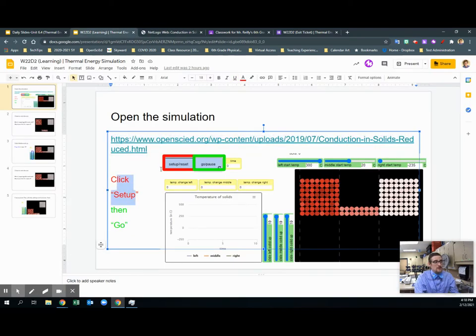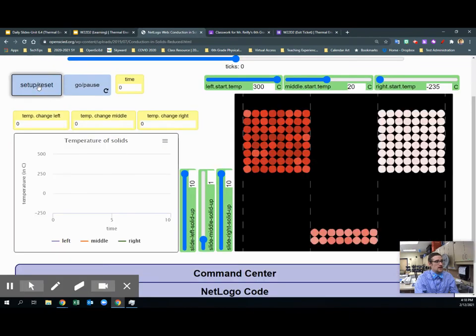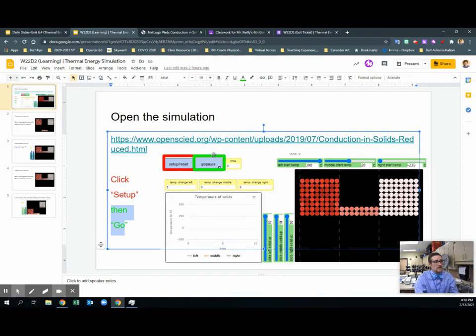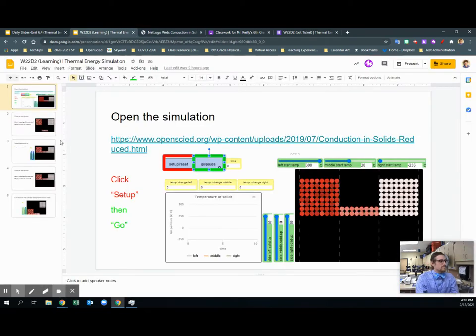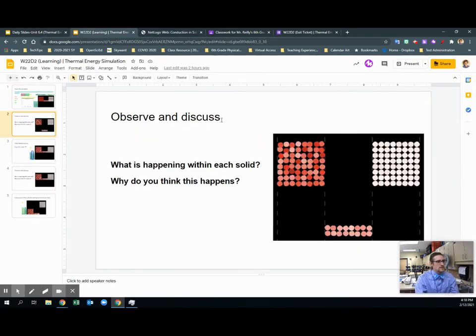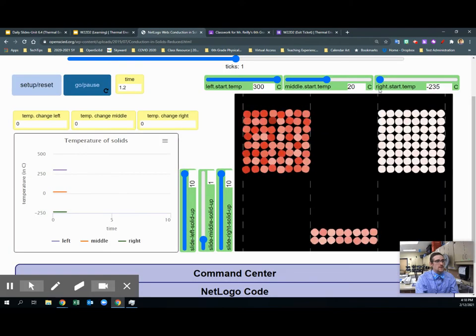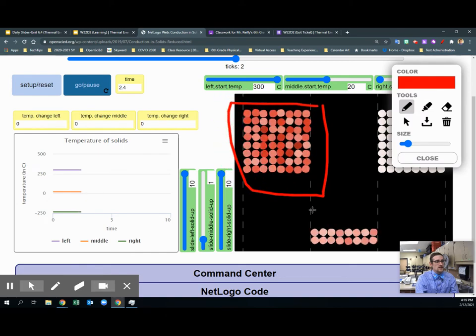Click that setup button in the top left corner. Okay, let's set it up. There we go. Then click the go button right next to it. Okay, now we're in business. What next? Okay, let's observe it just like this. What's happening within each solid, and why do I think this happens? Again, each of these is a different solid object.